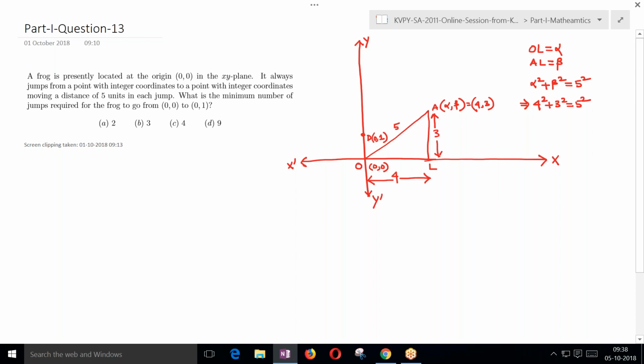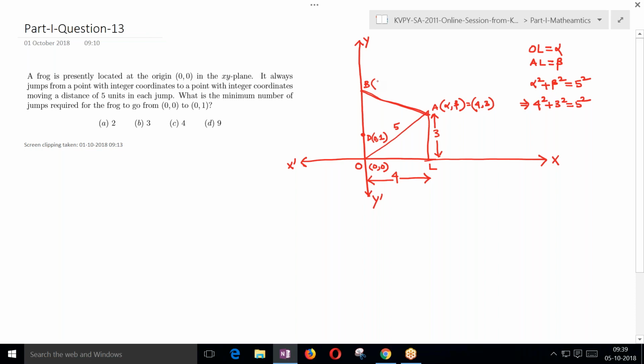Now, as it is jumping to A, then from there again it will go to another integer coordinate point with a jump of that same 5 units. So from here it will go to another point. It will be something like this. Okay, and it will be 5 units. Let me draw it properly. So it will be something like this. So now suppose this point we consider as a point B.